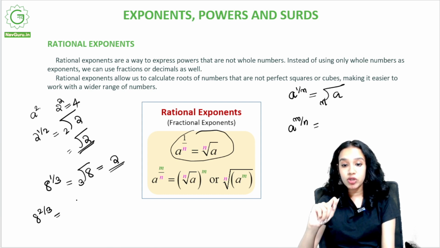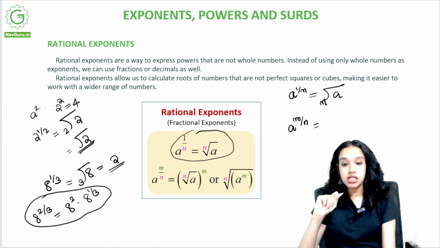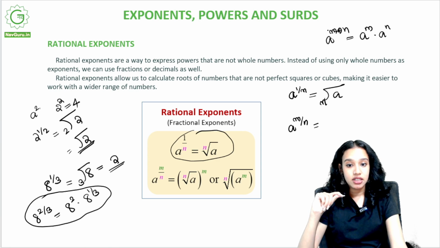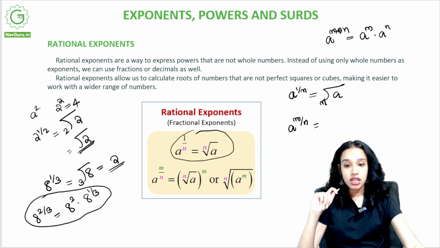Now this could be written as 8 raised to 2 into 8 raised to 1 by 3. How? Because that is a law of exponents. If we have an exponent a raised to m plus n, how do we write it? We could write it as a raised to m into a raised to n. Now this is a raised to m plus n, right? Now let's split it.